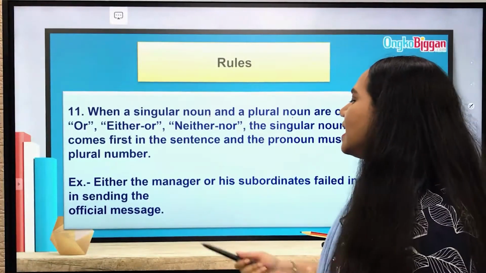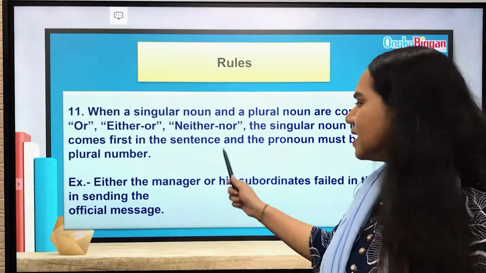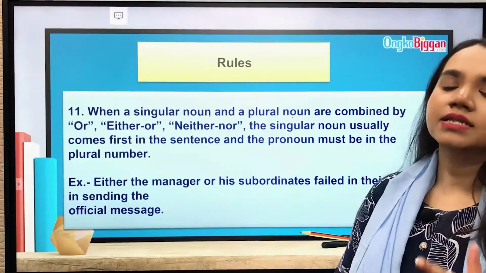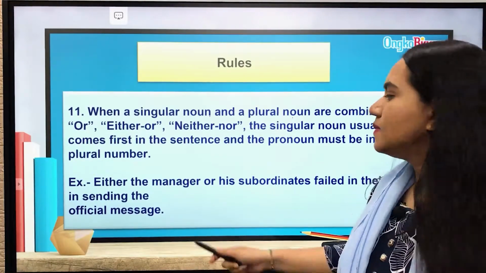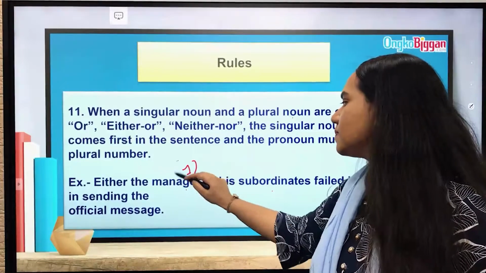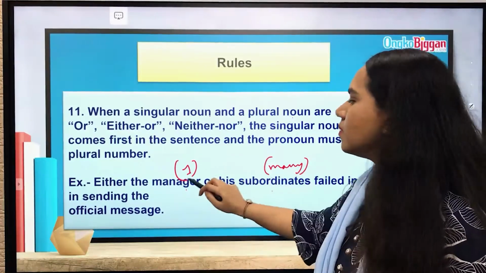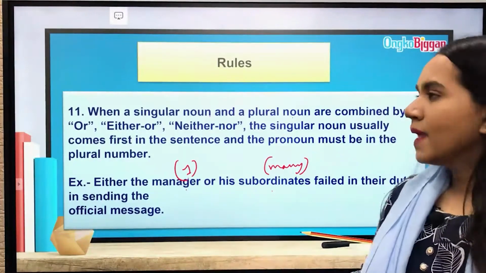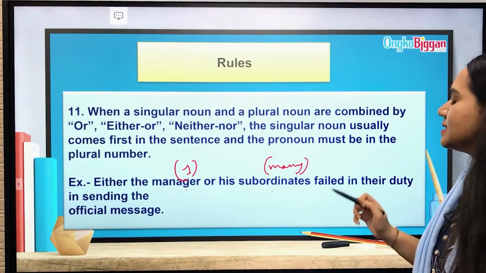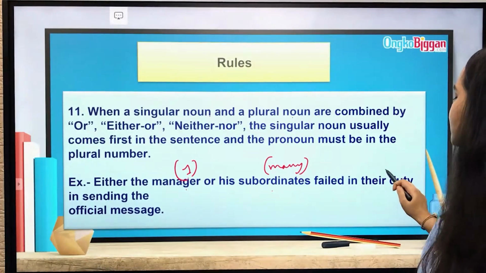So let's see, either the manager or his subordinates. If I had written either the subordinates or the manager, then it would be wrong. Because I am trying to compare between one thing that is singular. There is only one person and subordinates are many persons, right? So the singular one will definitely come first, and then comes the plural one. And then: either the manager or his subordinates failed in their duty.